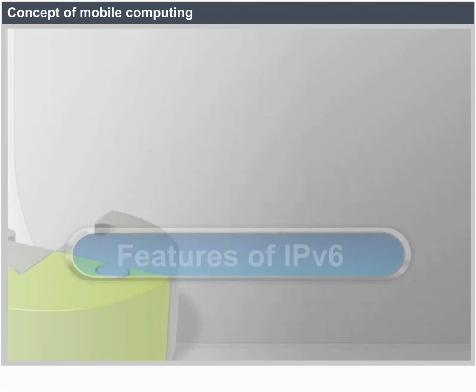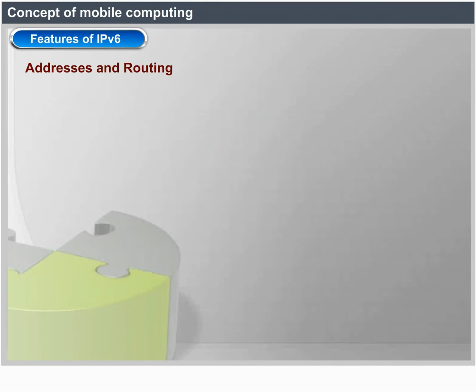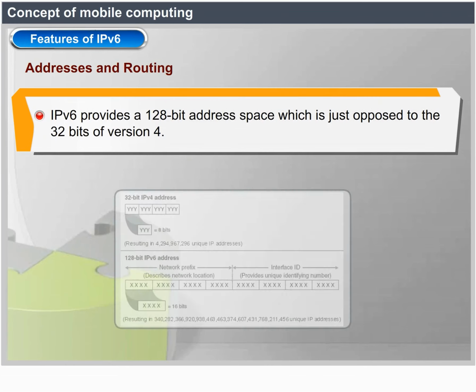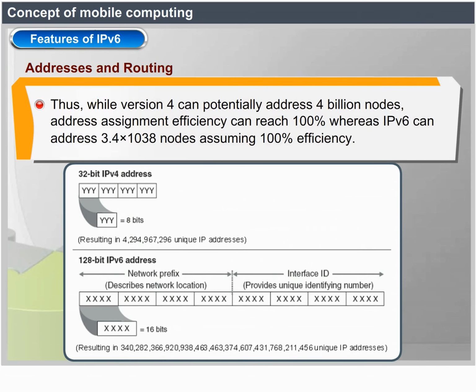Features of IPv6: addresses and routing. IPv6 provides a 128-bit address space as opposed to the 32 bits of version 4. Thus, while version 4 can potentially address 4 billion nodes, if address assignment efficiency reaches 100%, IPv6 can address 3.4 times 10^38 nodes, again assuming 100% efficiency.